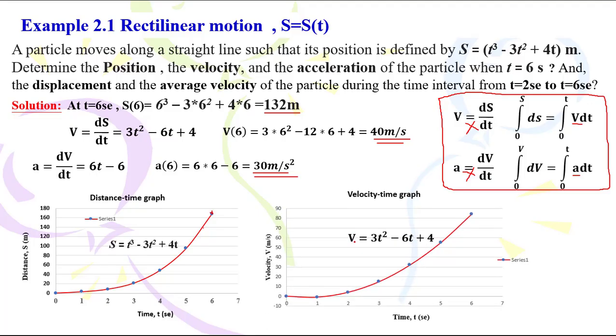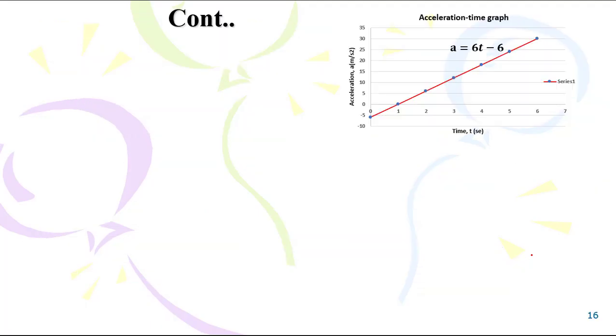Again, the velocity time graph will be v is equal to 3t squared minus 6t plus 4. So this is the velocity time graph. Then this is the acceleration time graph. Acceleration is 6t minus 6. So at t equals 6 you have 6 times 6, 36 minus 6, which is 30 meter per second square. So this is the acceleration time graph.